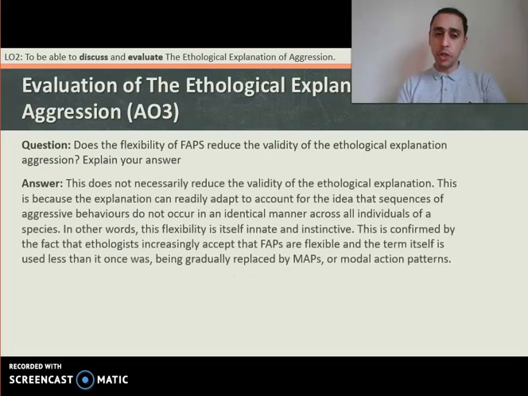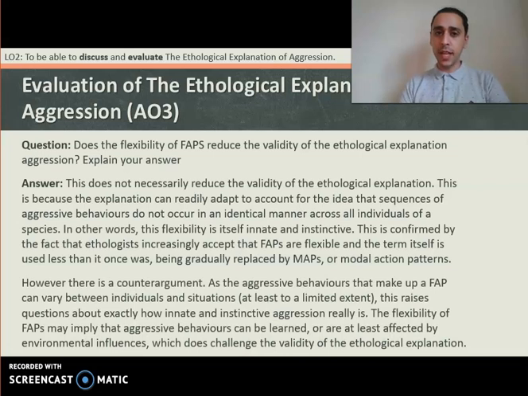This does not necessarily reduce the validity of the ethological explanation. This is because the explanation can readily adapt to account for the idea that sequences of aggressive behavior do not occur in an identical manner across all individuals of a species. In other words, this flexibility is itself innate and instinctive. This is confirmed by the fact that ethologists increasingly accept that FAPs are flexible and the term itself is used less than it once was, being greatly replaced by MAPs now, or modal action patterns.